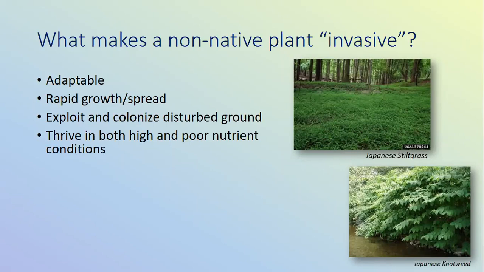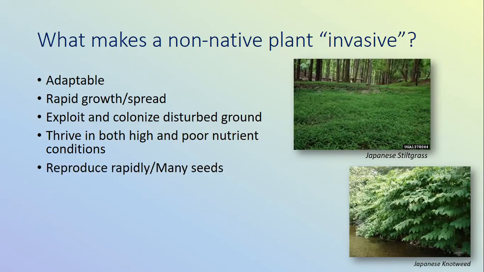A high nutrient condition would include something like if we went and put fertilizers on our lawn and we have excess fertilizers. So they'll take advantage of that. And a lot of them will also survive in poor nutrient conditions where maybe the soil has been overworked in the past. These guys will still survive on that.